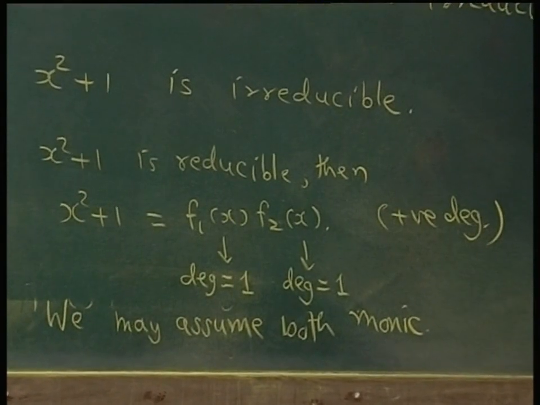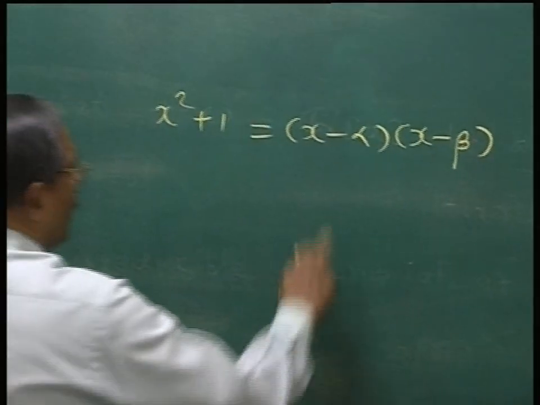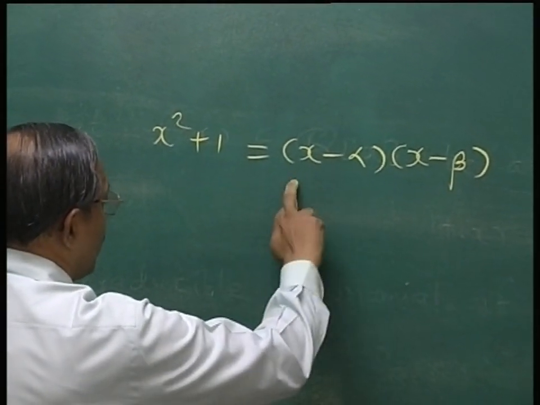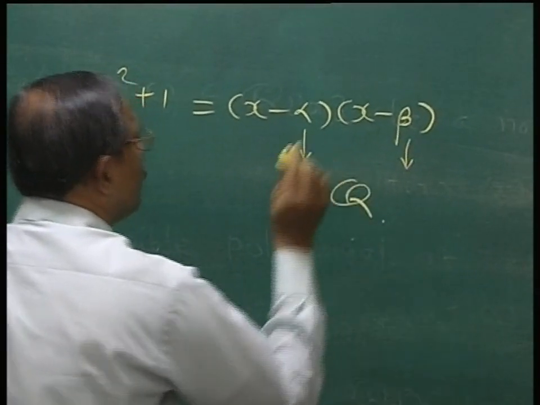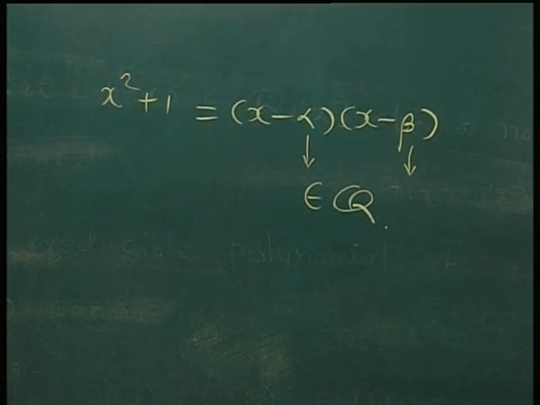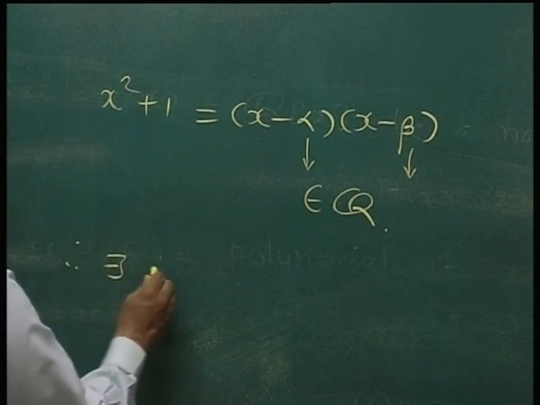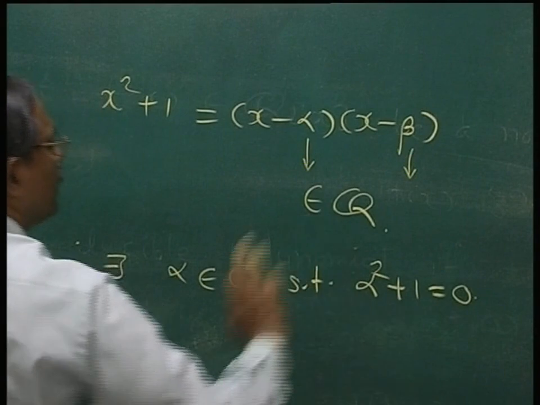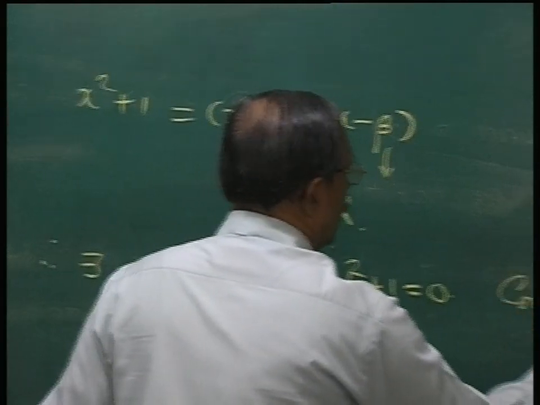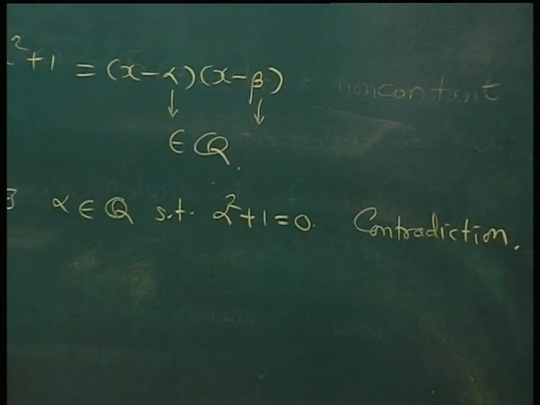And then you will get x square plus 1 equal to (x minus alpha) into (x minus beta). We can write x square plus 1 in this form, and that would mean that if you put x equal to alpha, right hand side is 0, so this is 0. So these alpha and beta, they are rational numbers. These are polynomials over Q, so alpha and beta are rational. Therefore, there exists alpha in Q such that alpha square plus 1 equal to 0, and that's a contradiction. Because alpha square is greater than or equal to 0, so this is greater than or equal to 1.